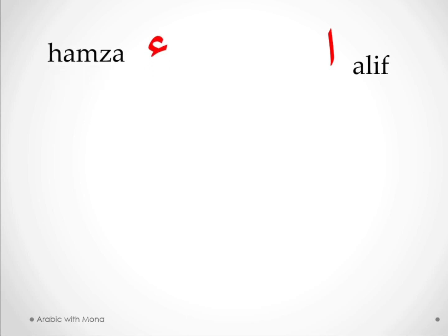And this is Hamza. This is a small symbol called Hamza. We can write the letter Alif with or without Hamza according to some grammar. They are not our topic today, but I want you to know that we can write it with or without Hamza. So this is Alif.